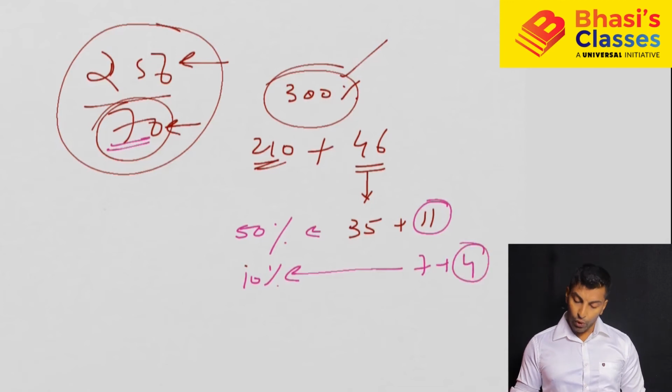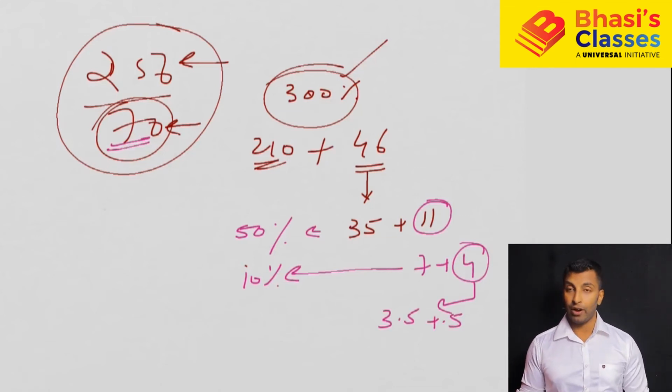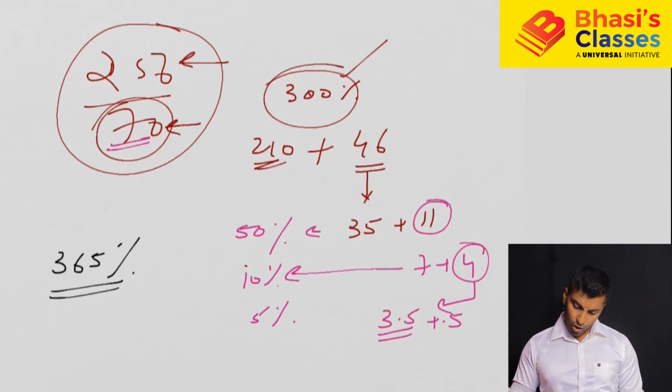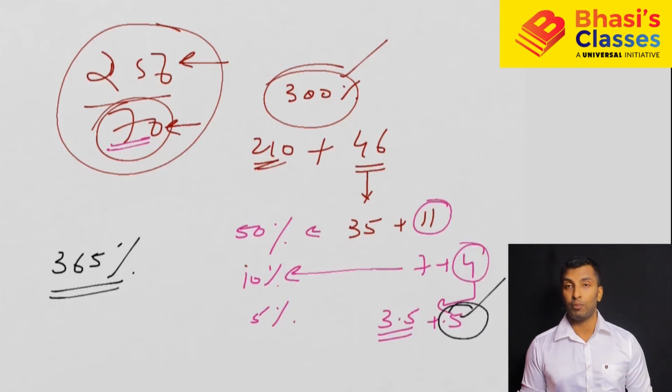360%. Now this 4, how can I write? See, what is 5% of 70? That is 3.5. So 3.5 plus 0.5. So 3.5 means 5%. So what I can conclude is this is going to be 365%. Now if you want to do more calculation, you can do it with this 0.5, but it is a very negligible value.